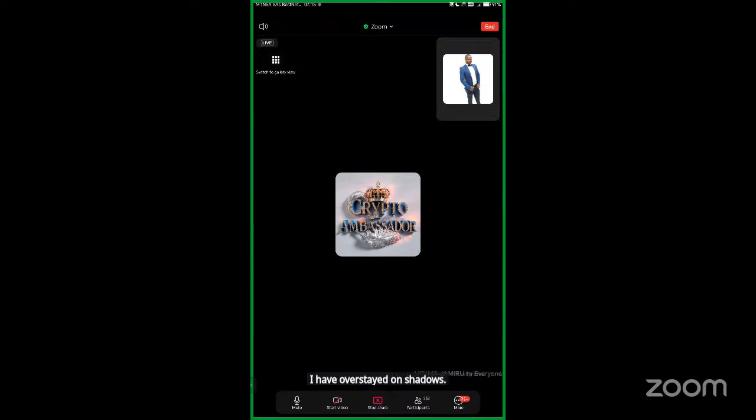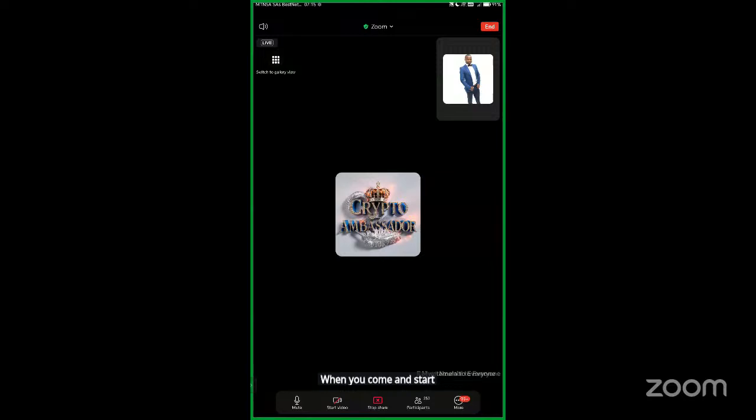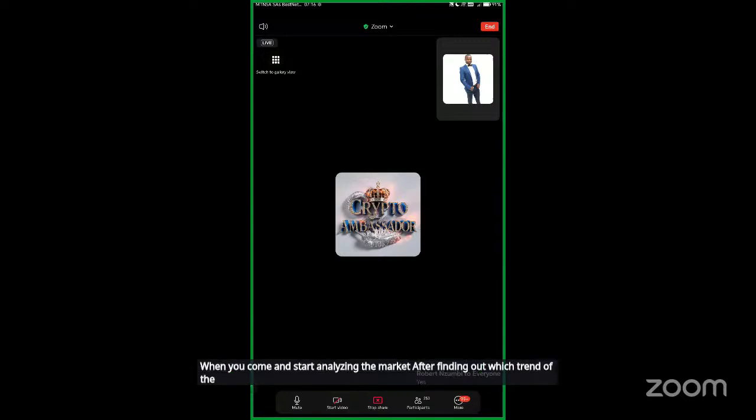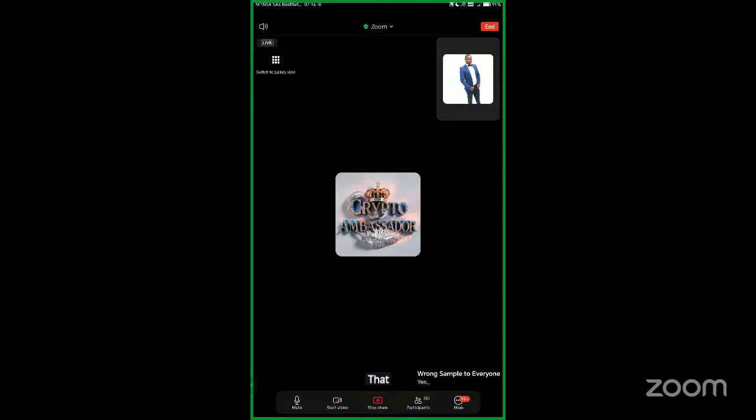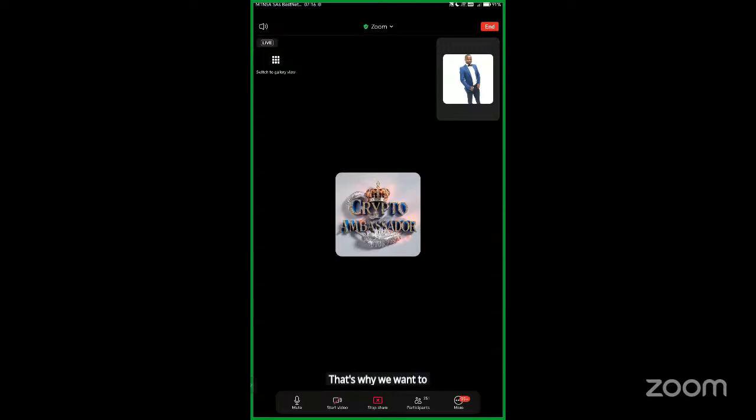So shadows give very important information to you as a trader. When you start analyzing the market, after finding out which trend the market was in, now look at the candles that have been created. What message are you finding in those candles as a trader? That's why we want to know the language of the market, so that we are able to become good traders.